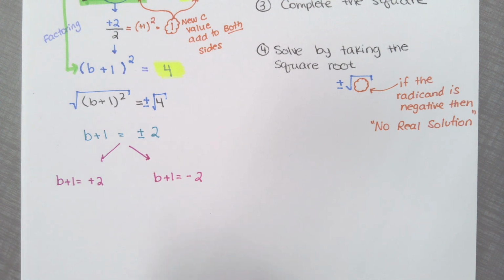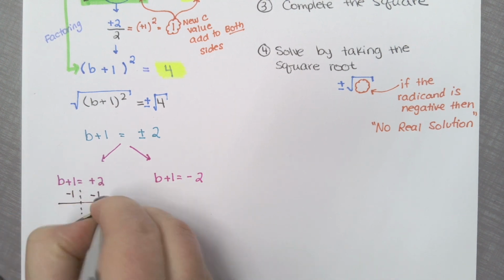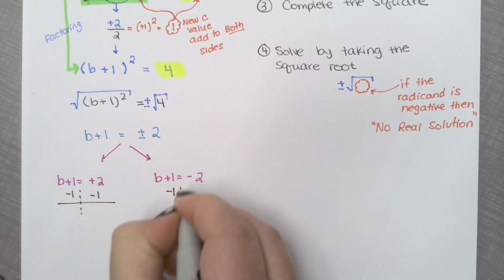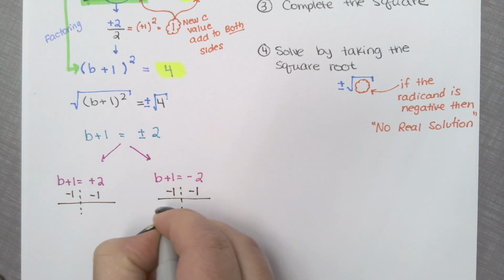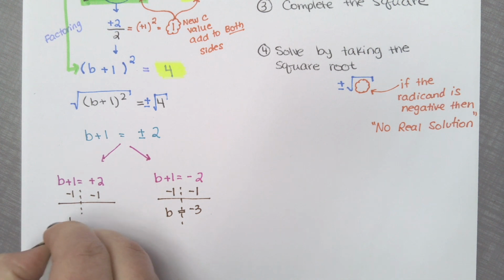We're now going to continue solving by subtracting 1. So we have b is equal to negative 3, and we have b is equal to a positive 1.